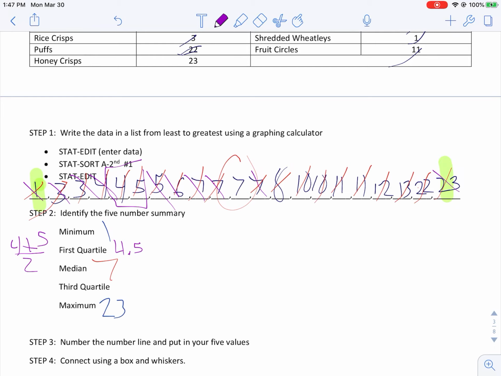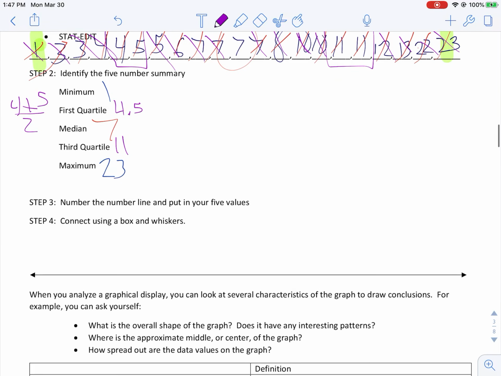Here, here, here, here, here, here, here, here, here. And I have the two 11s in the middle. Add them together, divide by 2. Third quartile is 11. Alright, so now I have my five number summary.